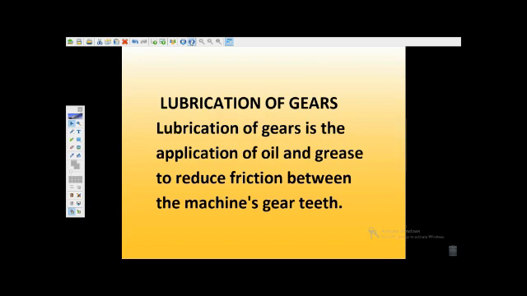Lubrication of gears is the application of oil and grease to reduce friction between the machine's gear teeth. In our lessons before, we have talked about lubrication, and we say that lubrication is mostly done to minimize or prevent friction in machines. For this particular study we are having on gears, lubrication is done to reduce friction between the gear teeth of machines.